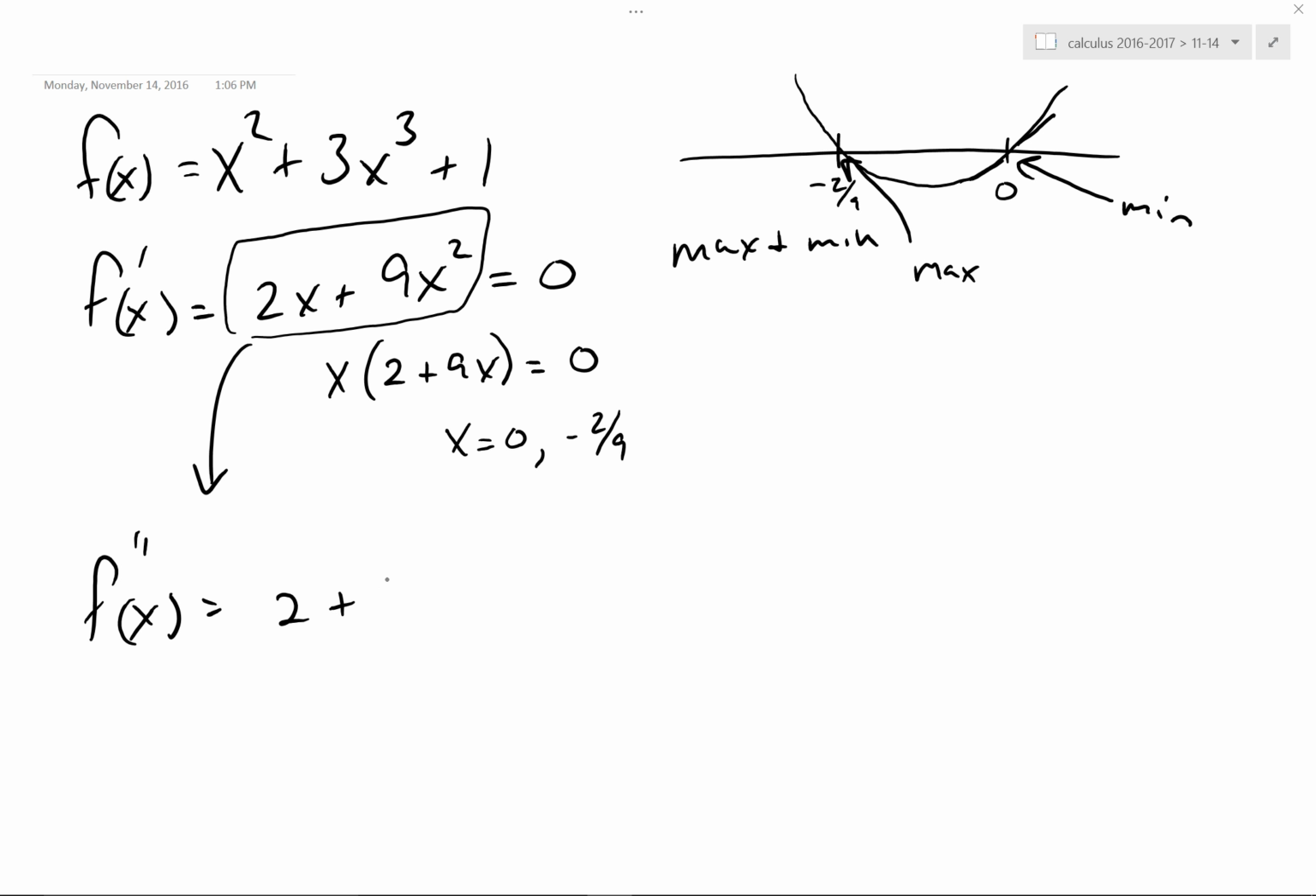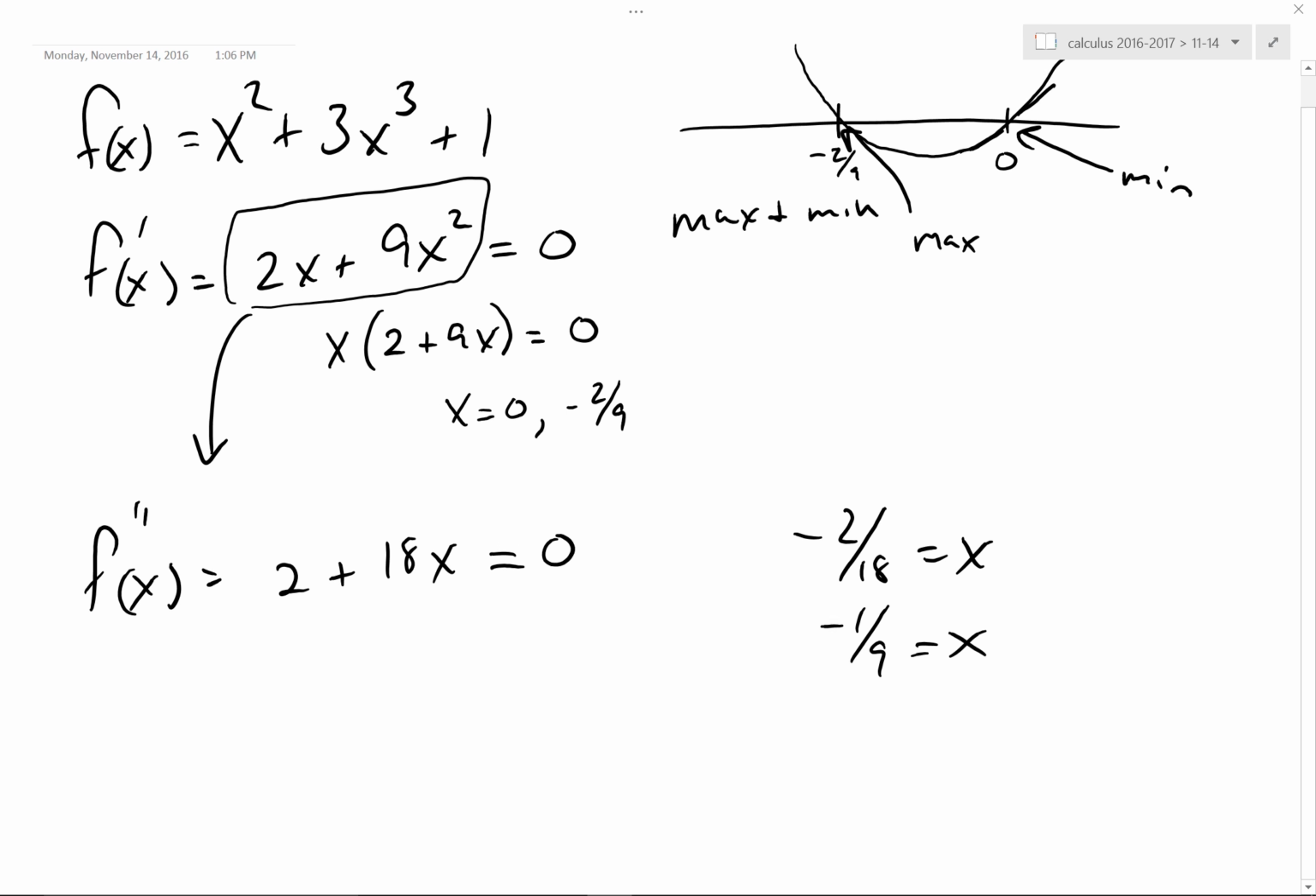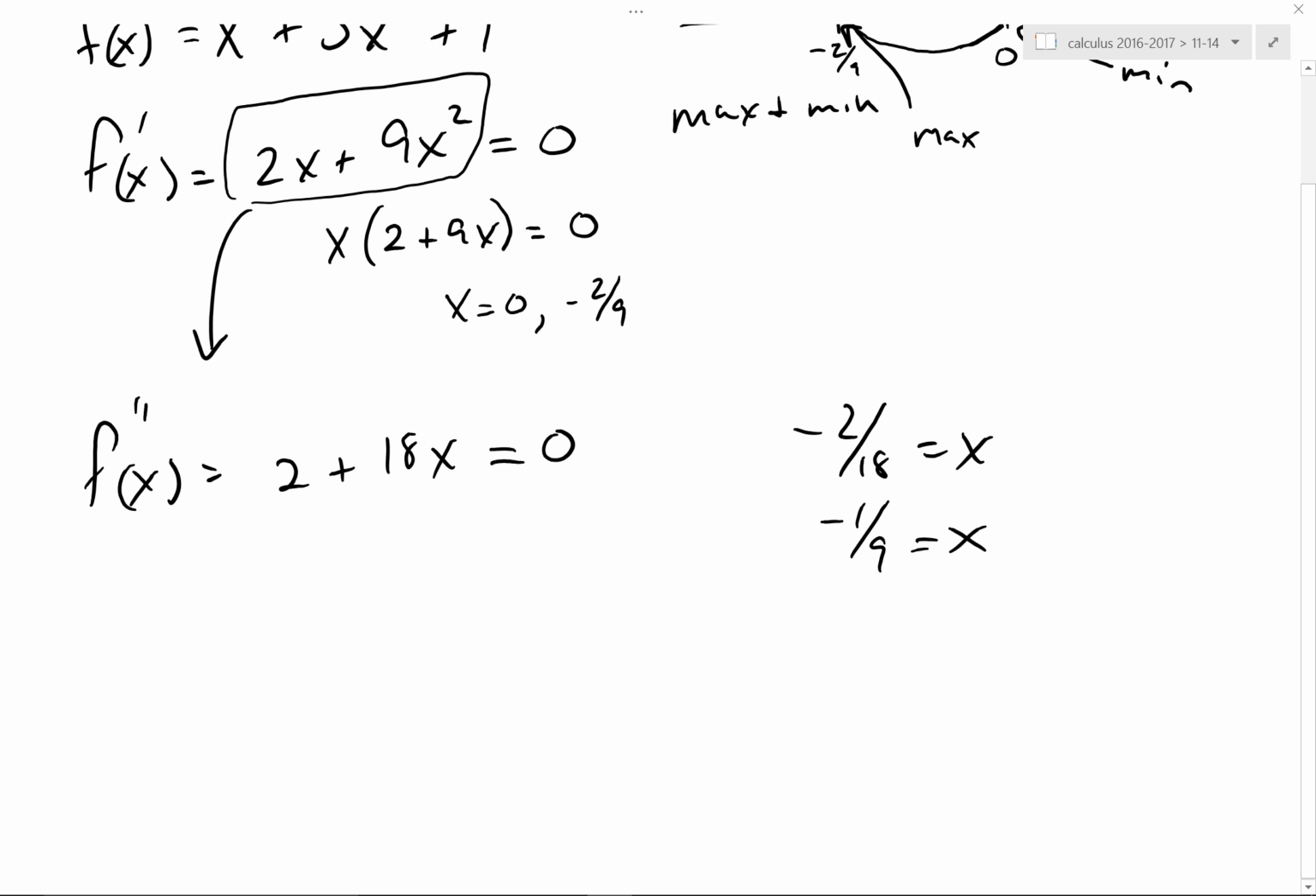So 2 plus 18x equals 0. Whoa, look at that. Negative 1/9. Nice. And so the question then is, did it change from being concave up to concave down? I don't know. I know this. f prime of negative 1/9, I know that equals 0.